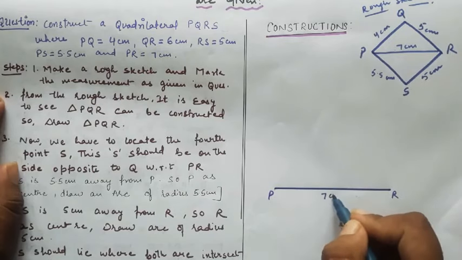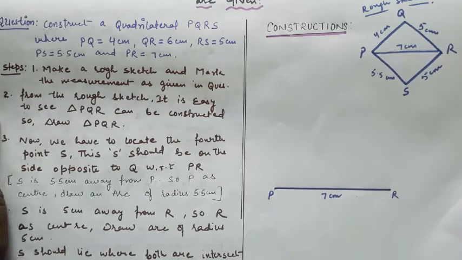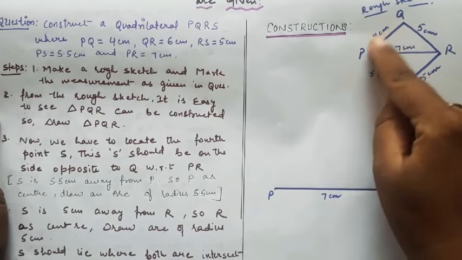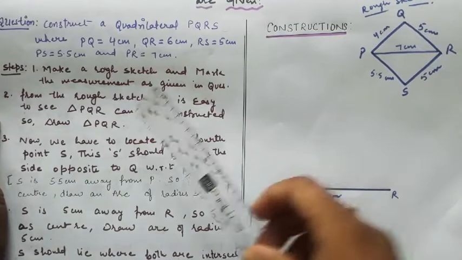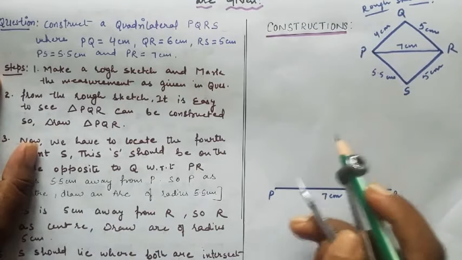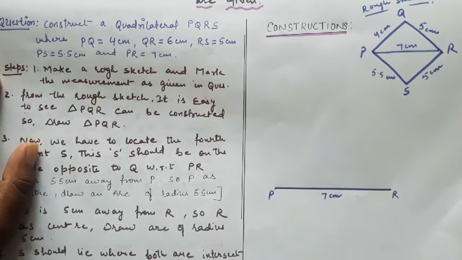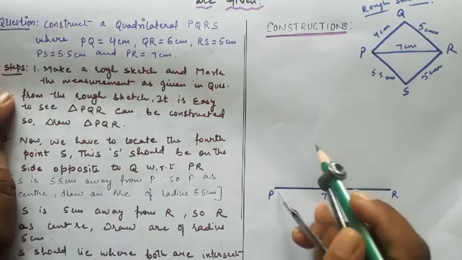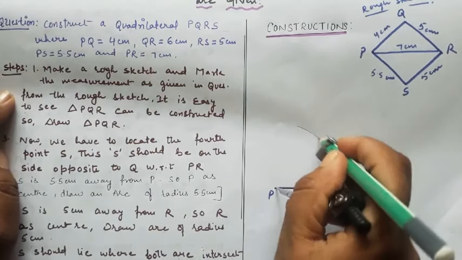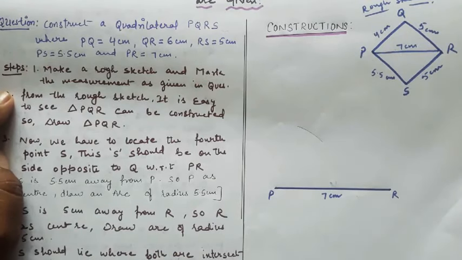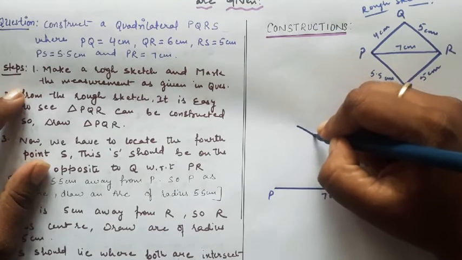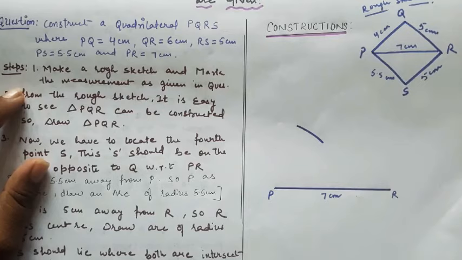You can write it 7 centimeter. Afterwards from this point P, you have to draw Q. So from P to draw Q, you have to take 4 centimeter length with the help of scale. I have taken 4 centimeter distance by using scale. Now I will put one arc from P, which is of 4 centimeter. Similarly, to make it more visible, I will mark it with the help of the sketch.